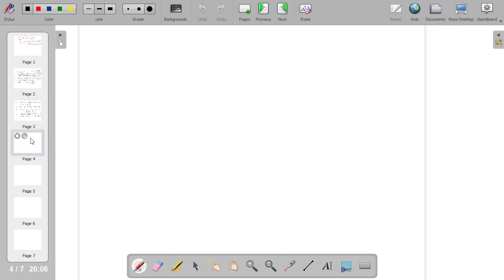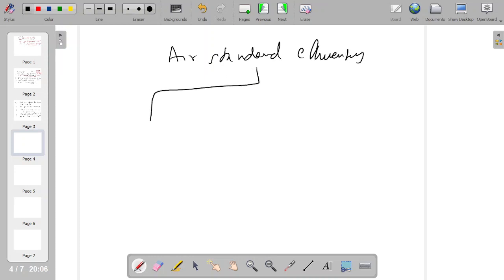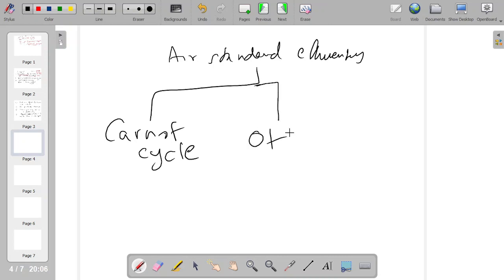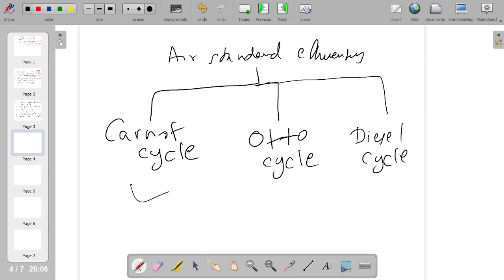And in this syllabus, we have to study three air standard efficiency derivations. One is the Carnot cycle, the hypothetical cycle which gives maximum efficiency between two temperatures. Then we have the Otto cycle, which is the working cycle of the petrol engine, and the diesel cycle, which is the working cycle of the diesel engine. So these three cycles we have to study.